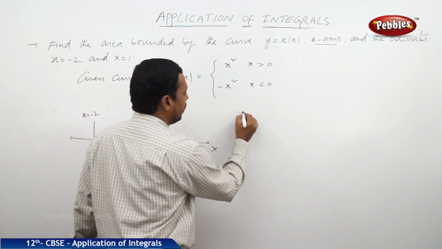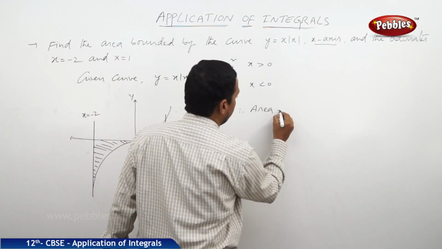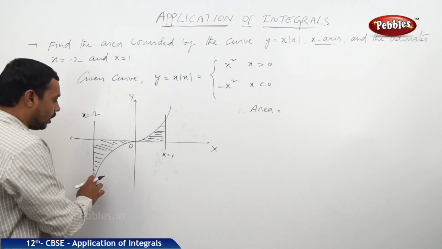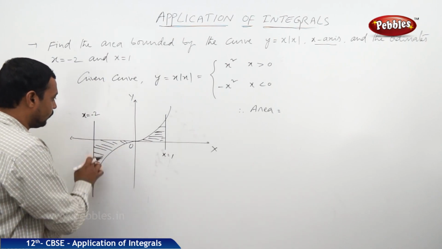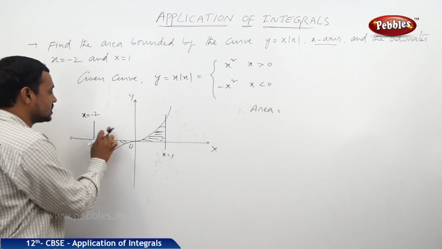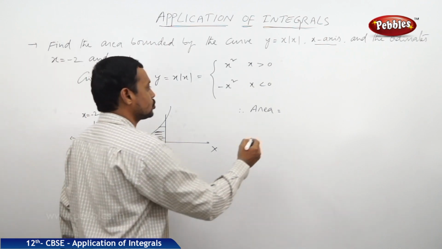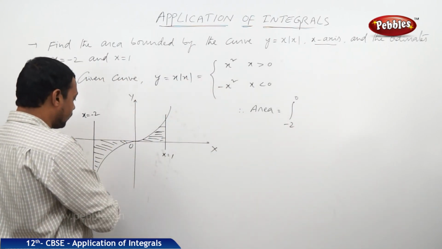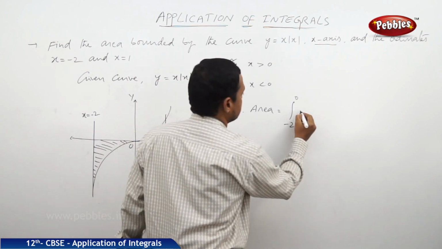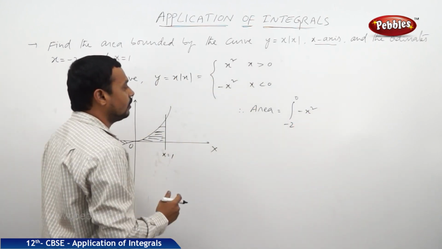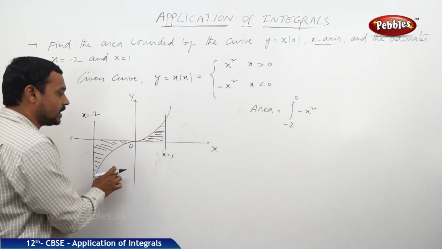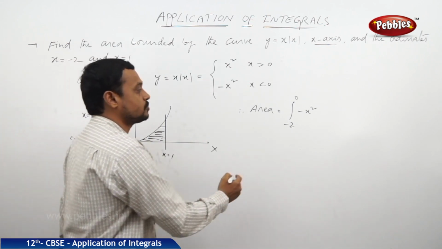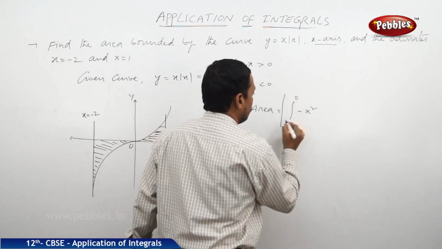Therefore, the required area is, now one area, defined between the ordinates x is equal to minus 2 and 0. So that is the integral from minus 2 to 0, and here the curve is y is equal to minus x square. Whenever the region is below the x-axis, the integral value is negative, but area is always positive, so we should consider the modulus here.